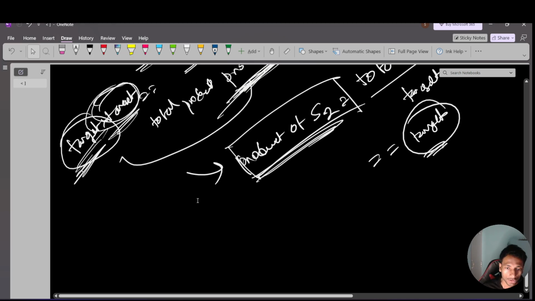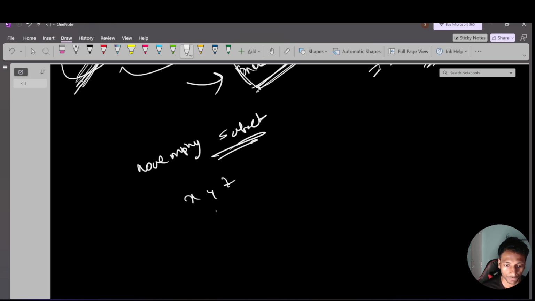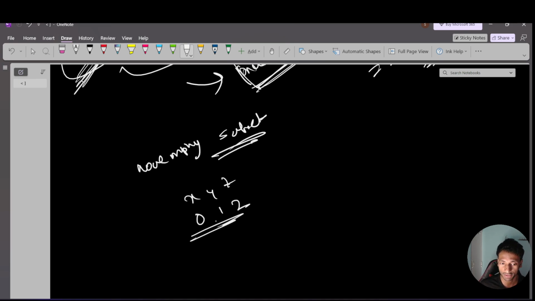So now the main thing I have to do is to generate all possible subsets. How can we generate all possible subsets? We need non-empty subsets, so there should be at least one element in each subset. Suppose you have x, y, z, with indices 0, 1, 2. This is a straightforward solution to generate all possible subsets. You can check it also.